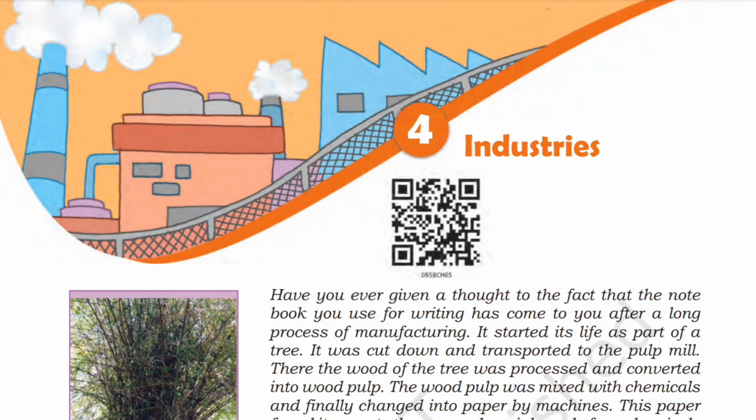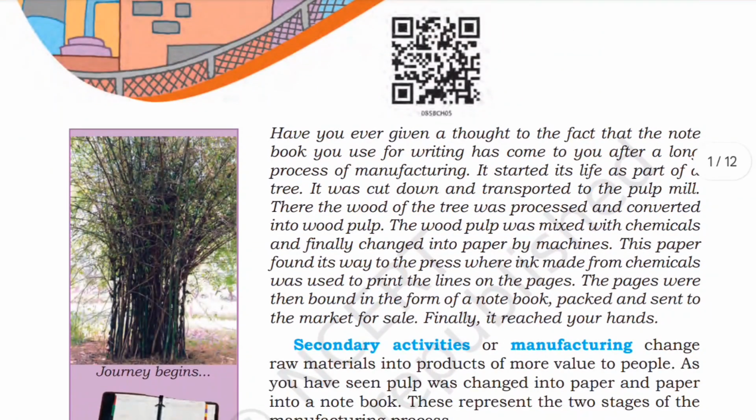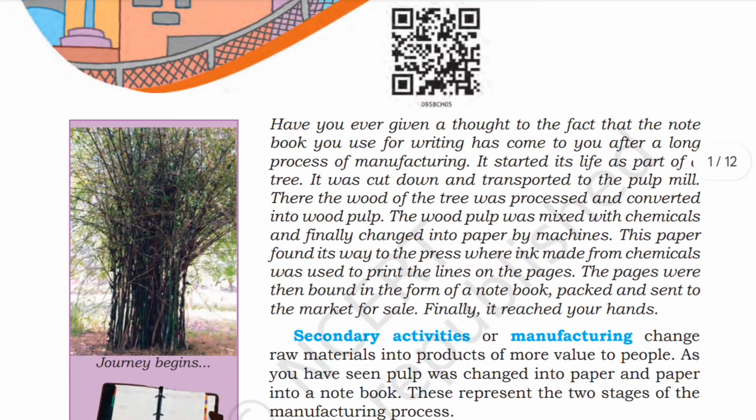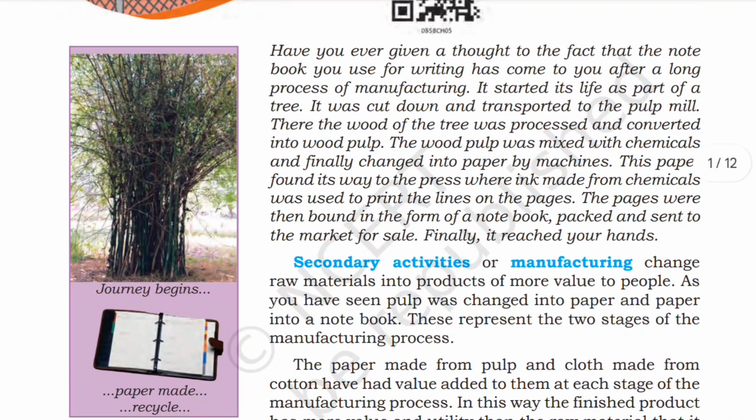Let's start with chapter number 4, that is industries. Have you ever given a thought to the fact that the notebook you use for writing has come to you after a long process of manufacturing? It started its life as a part of a tree. It was cut down and transported to the pulp mill. There the wood of the tree was processed and converted into wood pulp. The wood pulp was mixed with chemicals and finally changed into paper by machines.